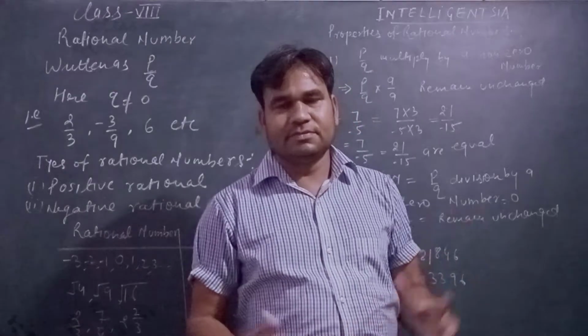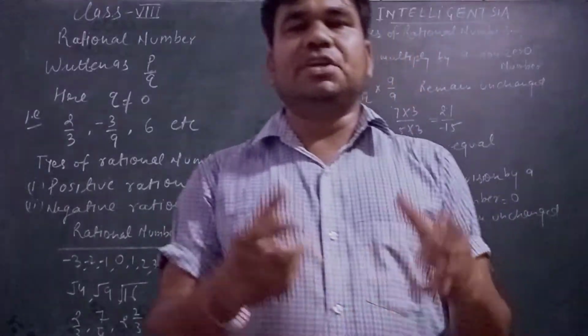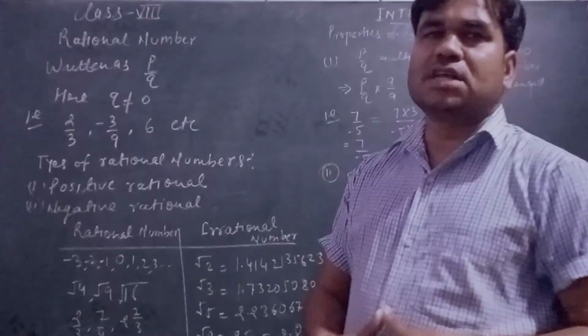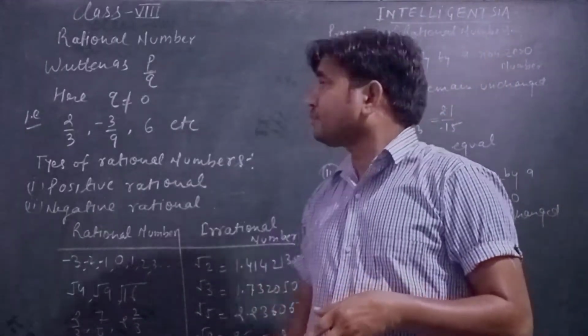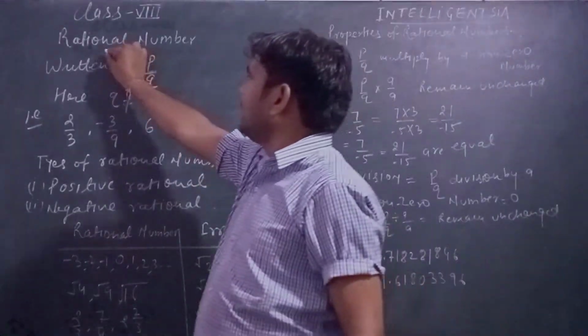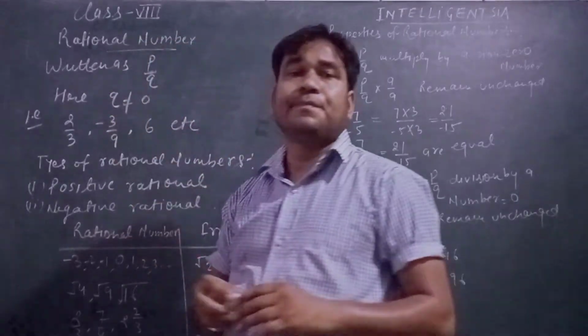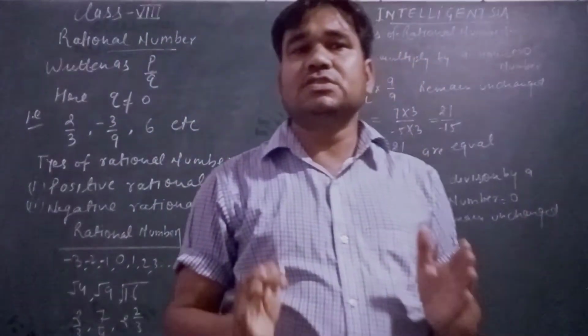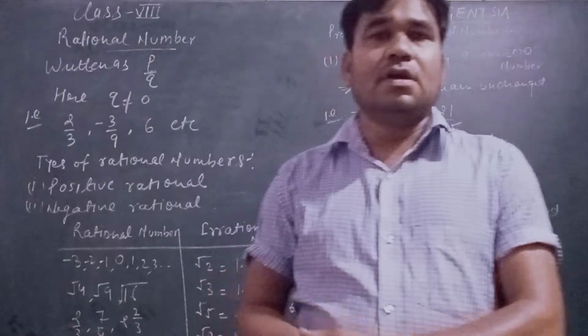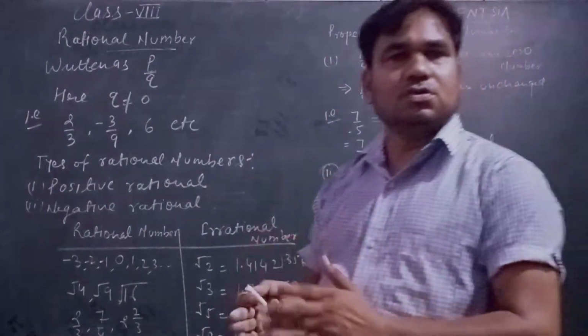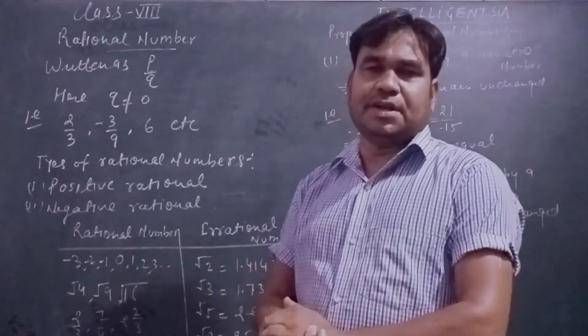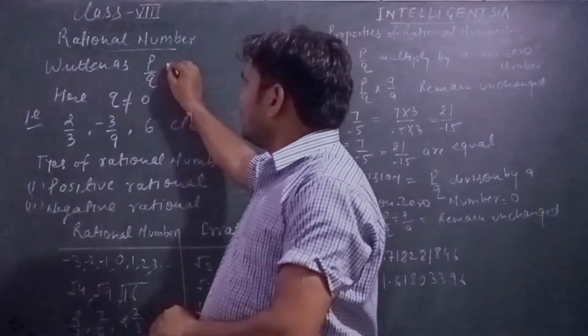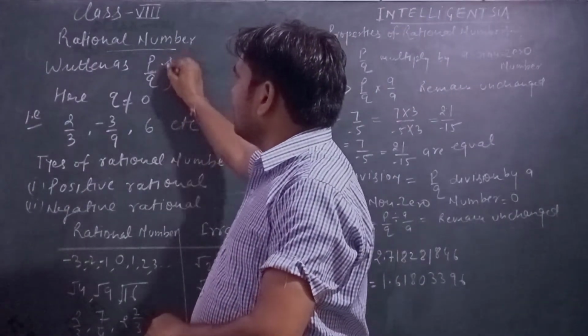Hello students, here we study the rational number topic of class 8 math. So this is the topic rational number we introduce here. You know students, what is a rational number? Rational numbers are those which can be written in fractional form, it means to say P over Q form.